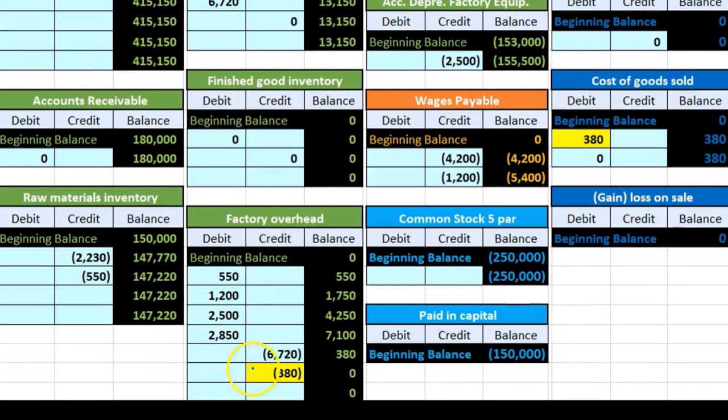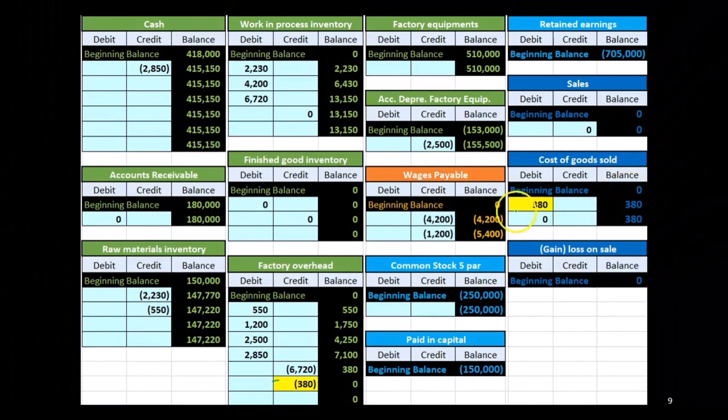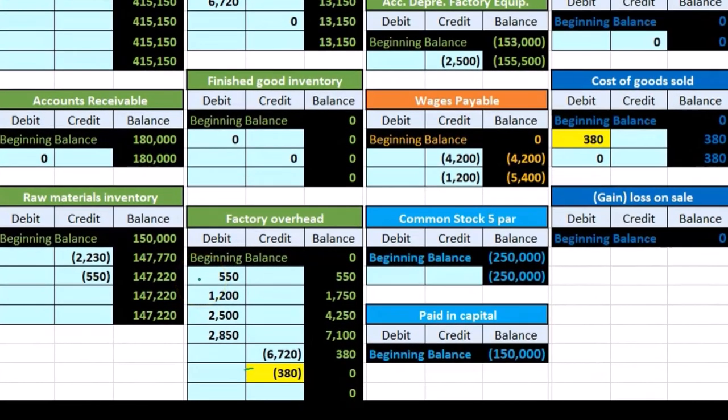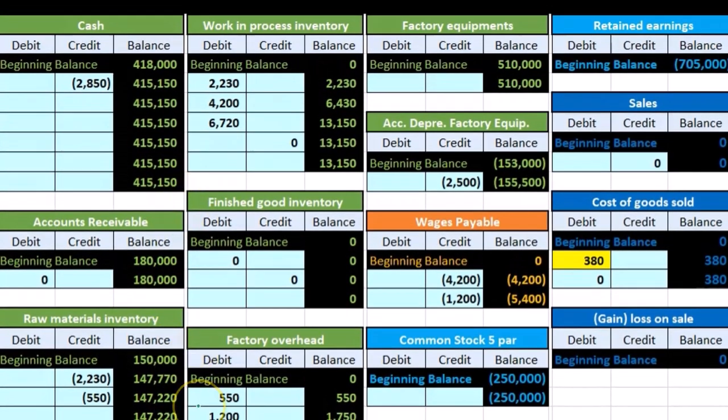Next thing that happens is factory overhead is going to zero. It had 380 in it. We credited it by that exact amount, making it go to zero. Cost of goods sold went from zero up by 380 to 380. Why would that happen? Well, the factory overhead really never gets to zero unless we force it to do so, because it's only an estimate. Remember that these items represent indirect labor, indirect material, anything else on the factory that we couldn't apply to an actual job. And these are actual costs.